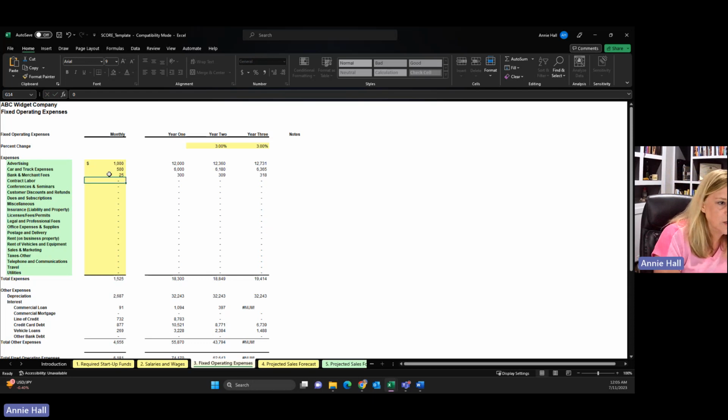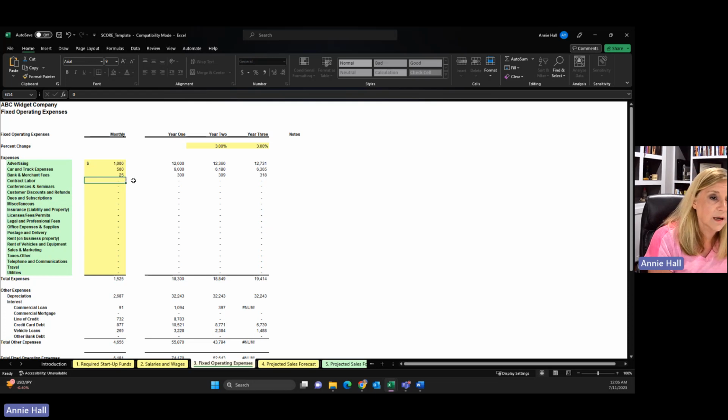So I'll put $25 there. Contract labor. This is when you hire people that are not your employees. There are a lot of really strict rules around contract labor. A lot of people do that wrong and get away with it, but when you get caught, it's not pretty. So if you're thinking about using contract labor, I would love to have a conversation with you about that.